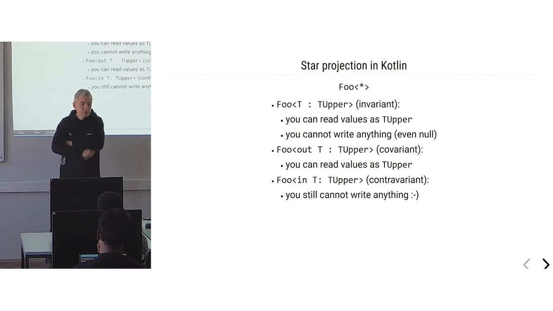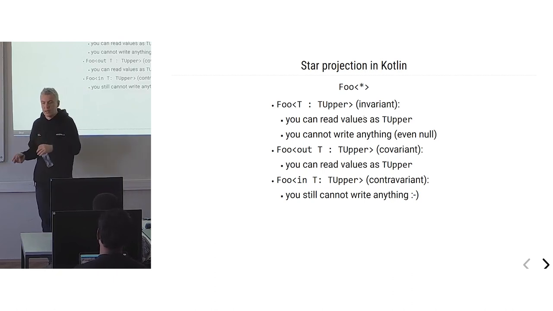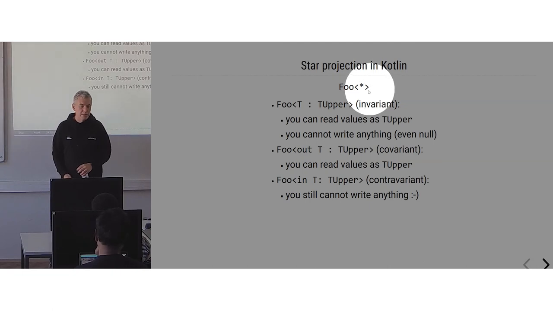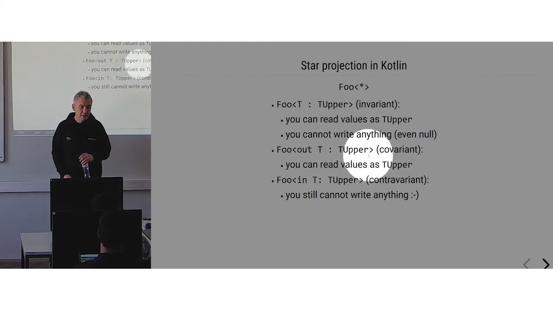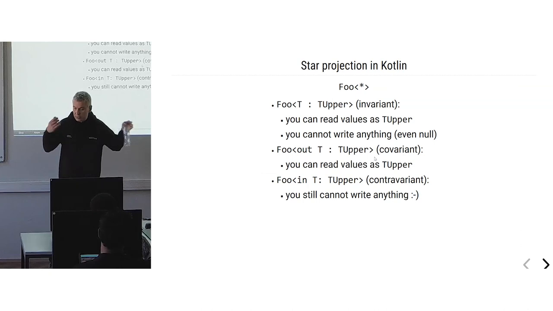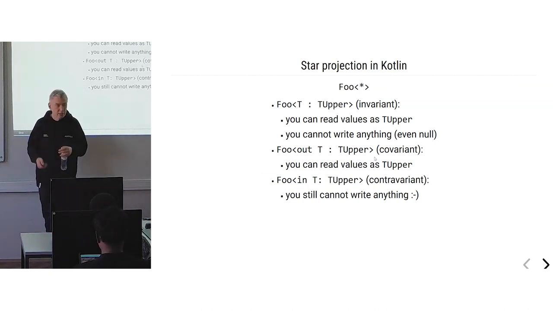But anyway, you might find this useful. In Kotlin, they don't call it unbounded wildcard, they call it star projection, but it's the same. If it's Foo of asterisk and Foo has this bound, then you can read values as T upper, but you cannot write anything to Foo of asterisk, including null, for the reasons I already explained. If Foo is a covariant type, then you can read values as T upper and you cannot write them, but not because the compiler won't compile when you try to write, because Foo out doesn't have public methods that allow you to write. See, it's even more convenient.